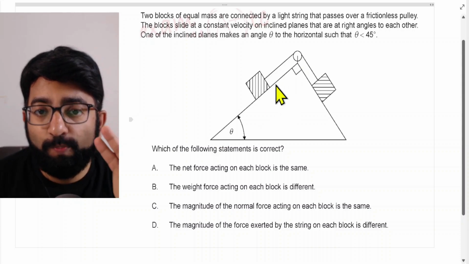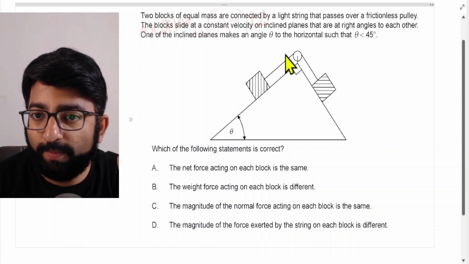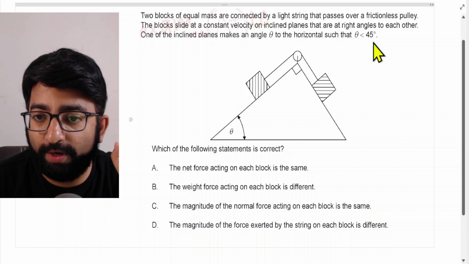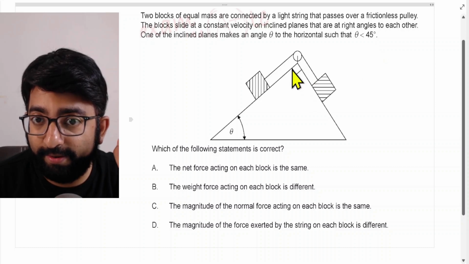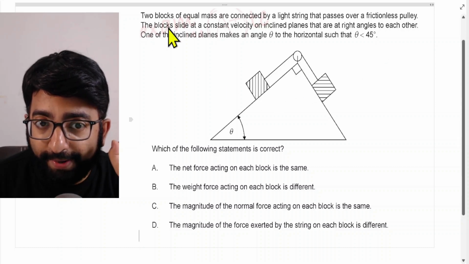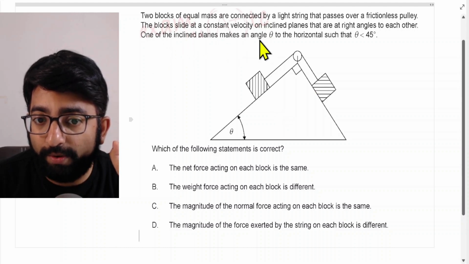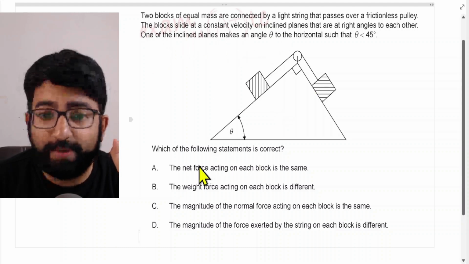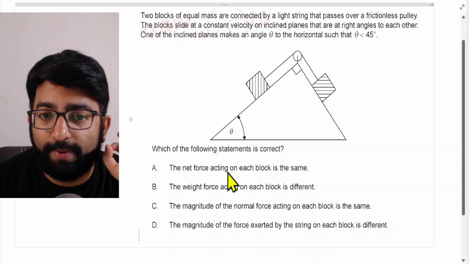Here we have been given two blocks of equal mass connected by a light string that passes over a frictionless pulley. The angle theta in this case is less than 45 degrees and this angle is 90 degrees. Now it is mentioned that the blocks are sliding at a constant velocity and now we need to pick the correct options. Let's go option by option.